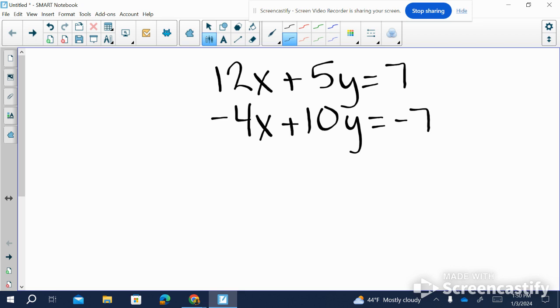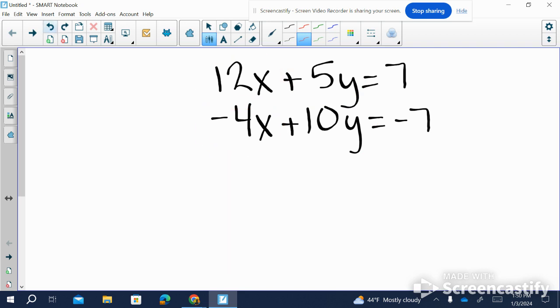All we have to do is figure out what we have to do to one or both of the equations in order to eliminate one of the variables. As I look closely, I can either manipulate the first equation to eliminate the y's, right? I want to get this here to either a 10y or a negative 10y because that will help me to eliminate. Or I can manipulate the second equation and get this negative 4x to either a negative 12x or a positive 12x to eliminate the x's.